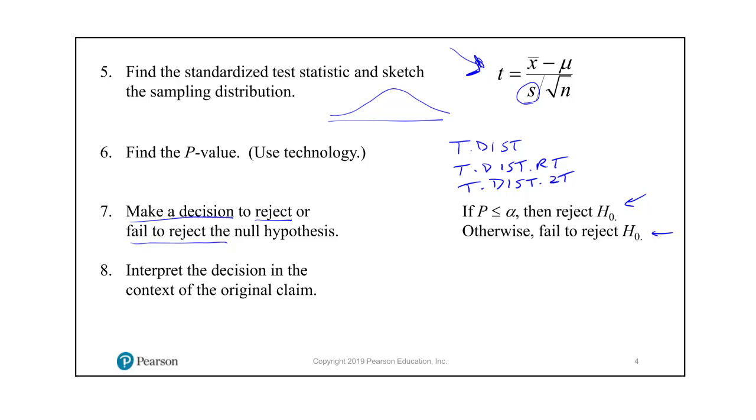And then finally, just as before, we interpret the decision. We decide whether we're in a support mode or a rejection mode, and whether we have enough evidence, or we don't, to either reject or support the claim, based on whichever mode we're in. So everything else stays the same. It's just the use of the t distribution instead of the normal distribution here.